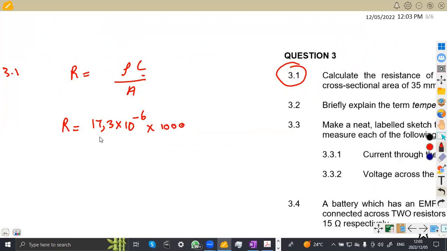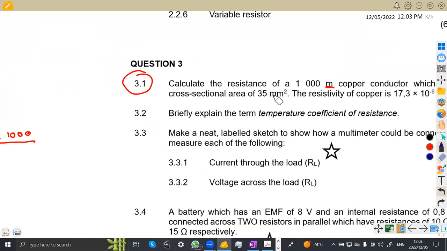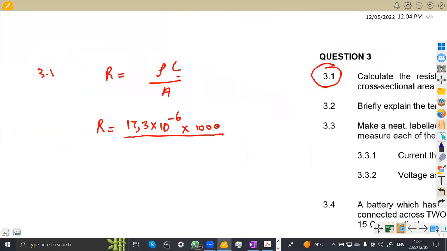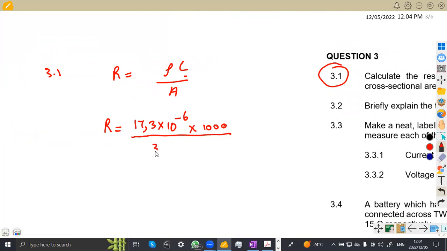That is our length. And the area, if we check, is given in square millimeters, of which we are supposed to have this in square meters. So whenever you have square millimeters, for you to convert to square meters, you multiply by 10 to the exponent of negative 6. Your answer is now in square meters. So that means it is going to be 35 times 10 to the power of minus 6 in meters. All right, so we are going to have 35 times 10 to the exponent of negative 6. So that automatically can give us the resistance.